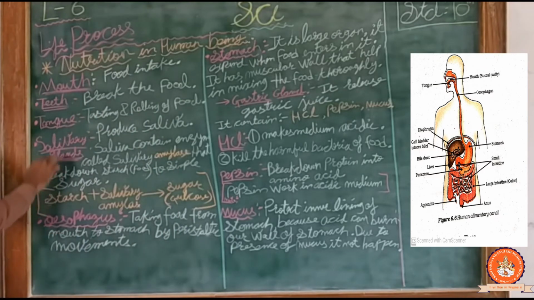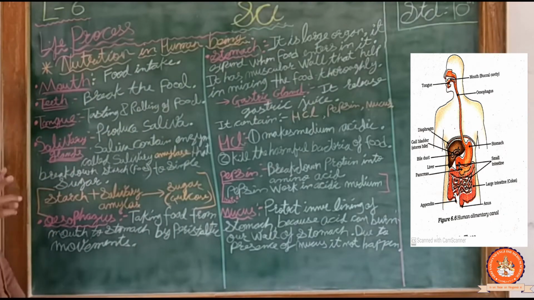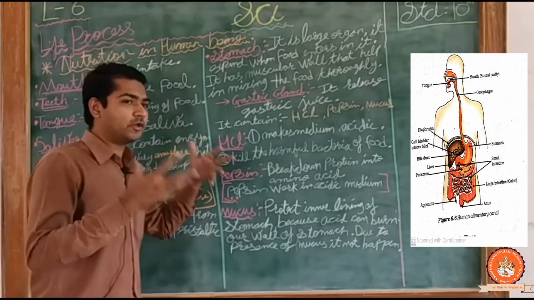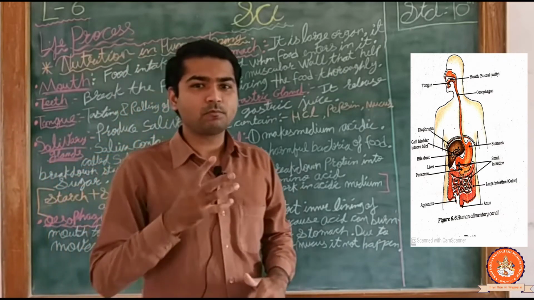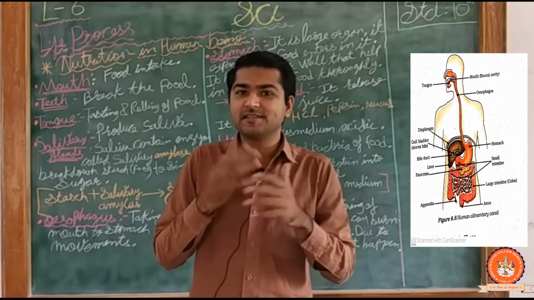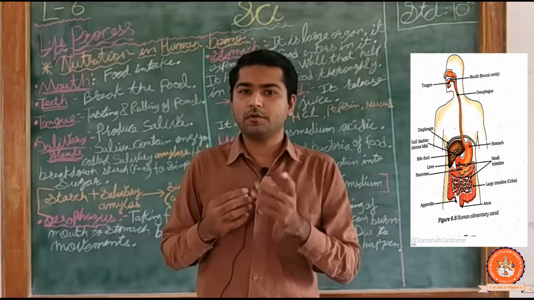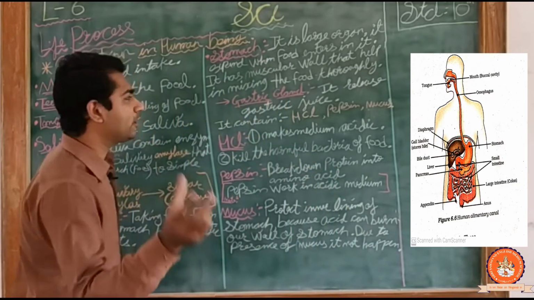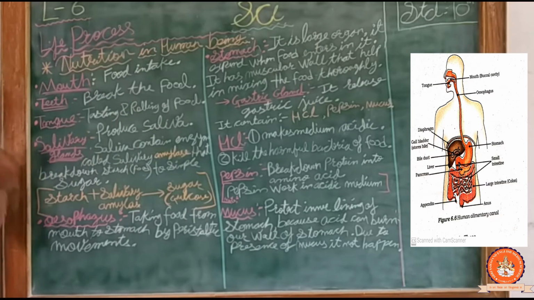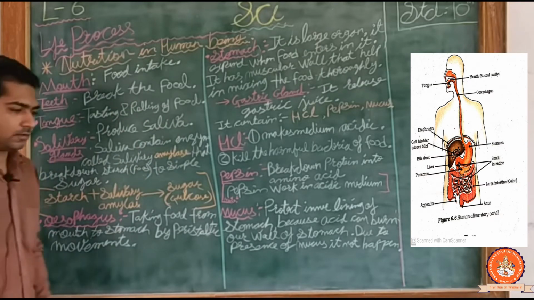Now, what is the work of the tongue? The work of the tongue is tasting and rolling of food. When you are doing like this, you are rolling your tongue. So you are adjusting the food that is in your mouth, and you also taste it at the same time. So tasting and rolling of food. Clear? Now function of salivary gland.